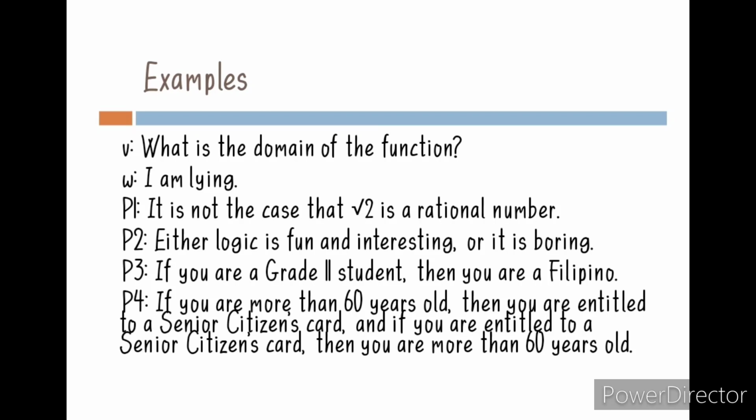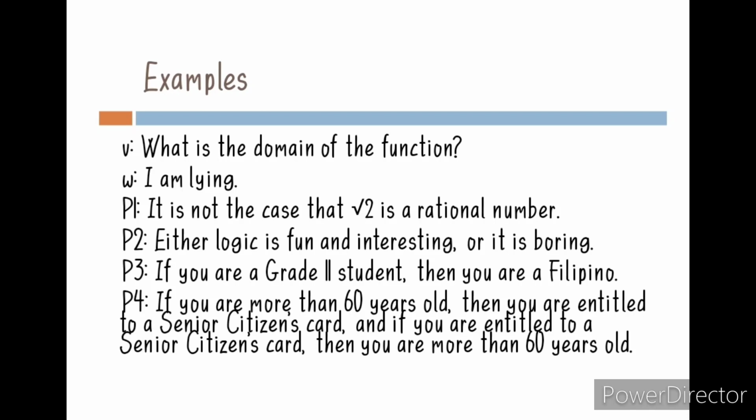Next is the proposition P sub 1. It is not the case that square root of 2 is a rational number. While this is a declarative sentence, it can be shown that square root of 2 cannot be expressed as a quotient of two integers. Thus, P sub 1 is a false proposition. Next, the proposition P sub 2, either logic is fun and interesting or it is boring. This is a declarative sentence which is true, since students may find logic either fun or boring, hence P sub 2 is a true proposition.